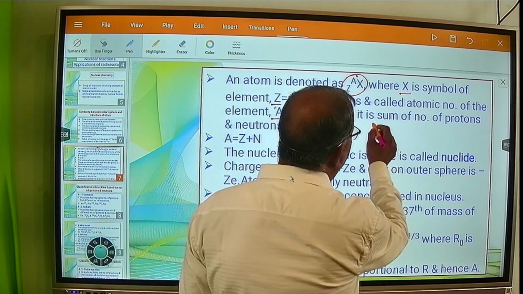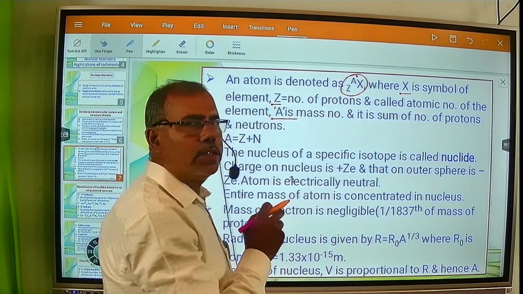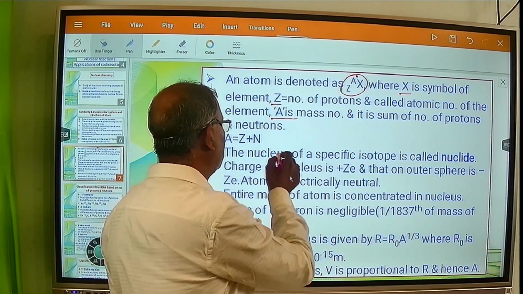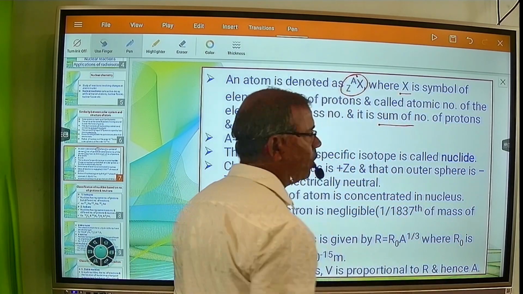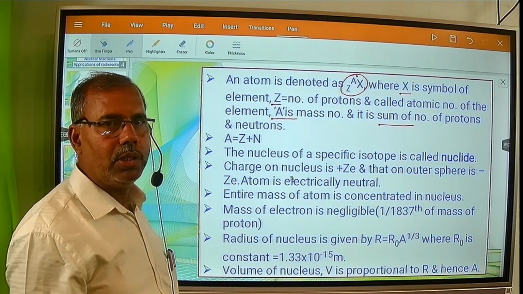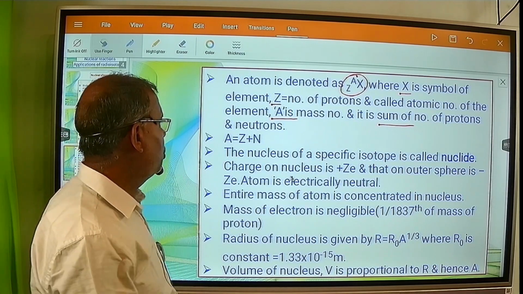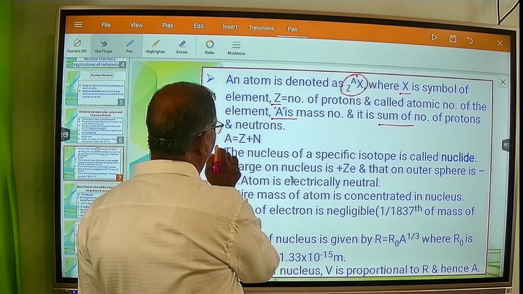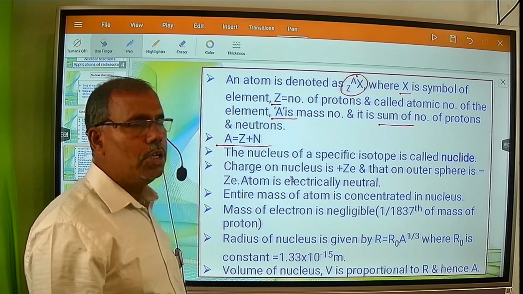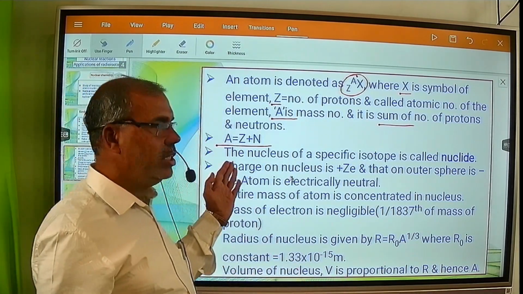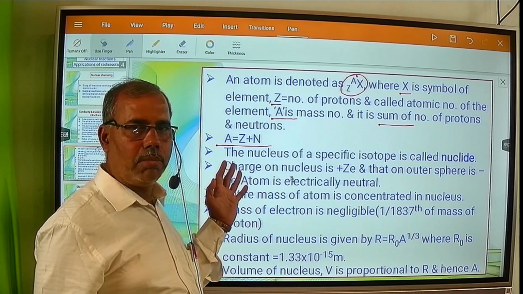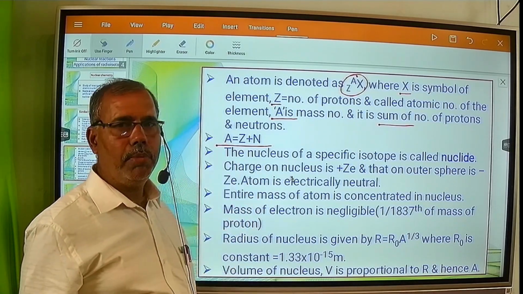And this A is the sum of protons and neutrons present in the atom. So in that atom, the number of protons plus the number of neutrons gives you A. That means we can write it in the form of an equation: A is equal to Z plus N, where A is atomic mass, Z is atomic number or number of protons, and N is number of neutrons in that atom.